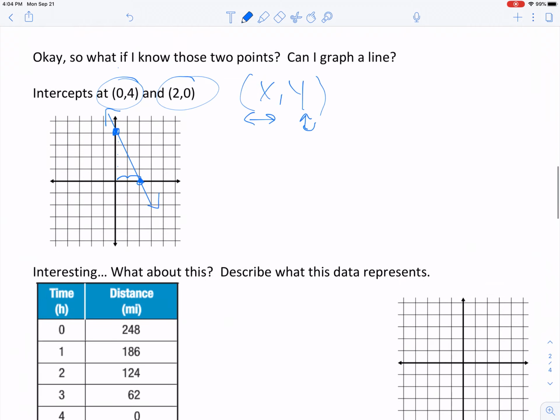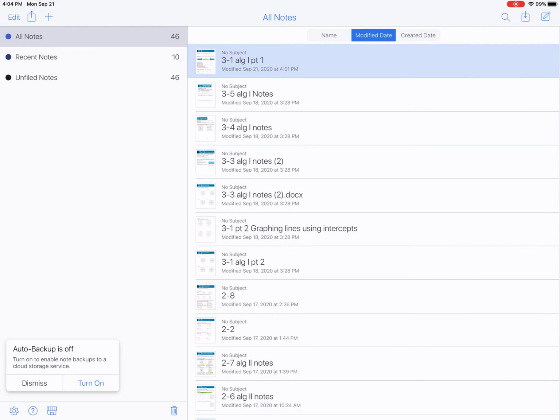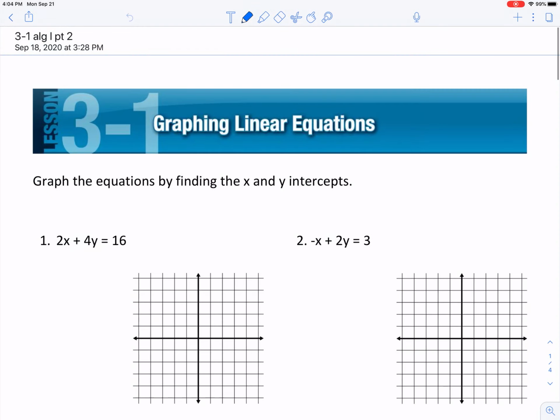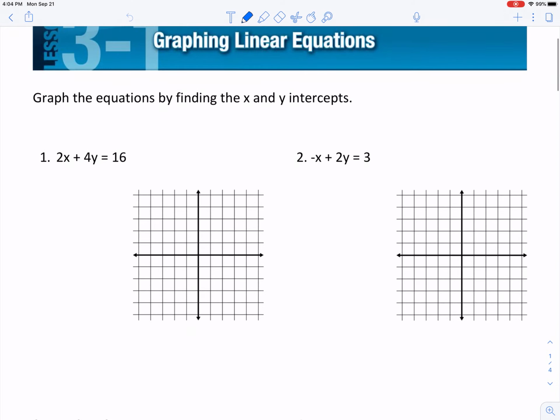So today, I'm not going to give you the intercepts. It's going to be your job to find them. I have good news, though. It's super, super easy. What you're going to do is plug in 0, first for x, then for y. So check it out. First, I'm going to do it for the x. 2 times x, I'm going to plug in 0. See that? Plugged in 0. Plus 4y equals 16. Now solve for y.